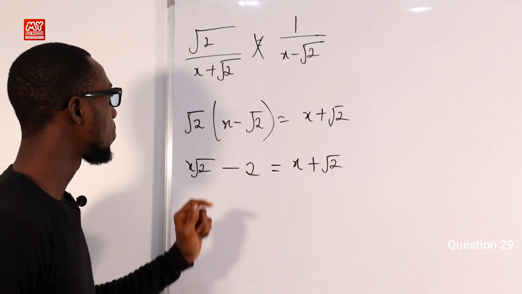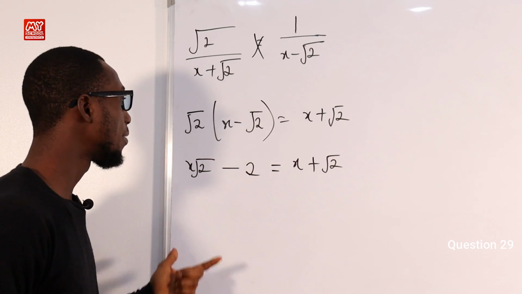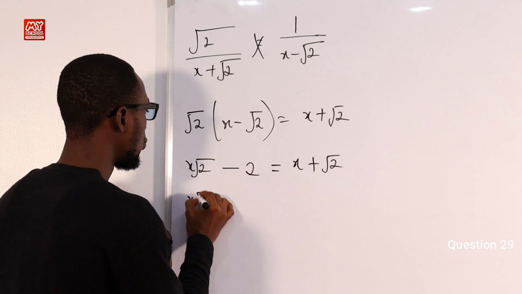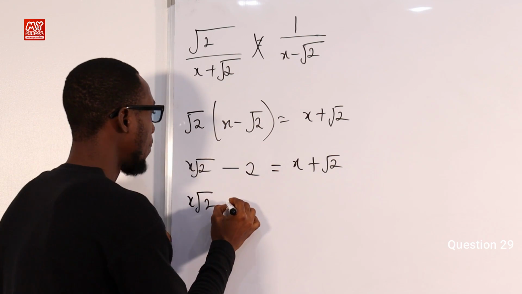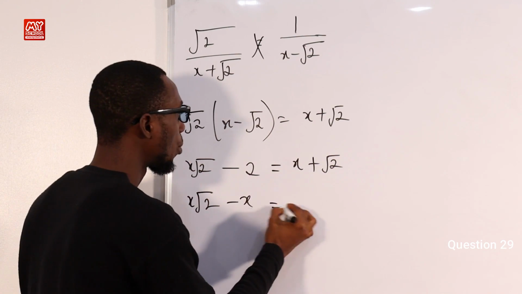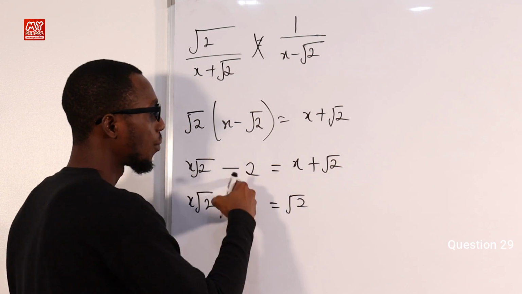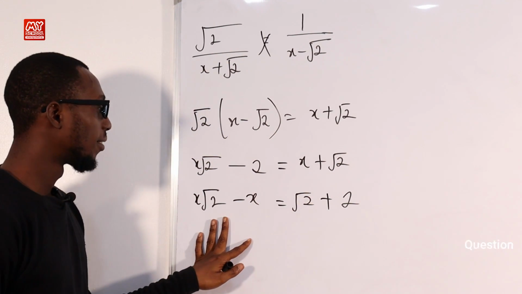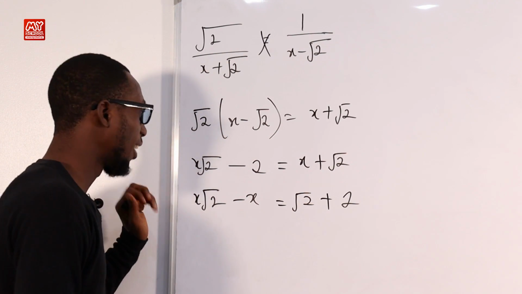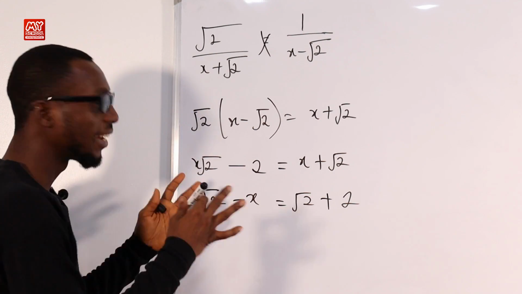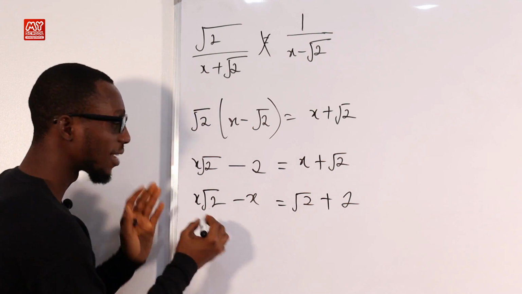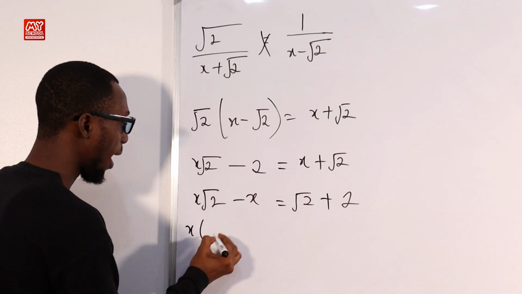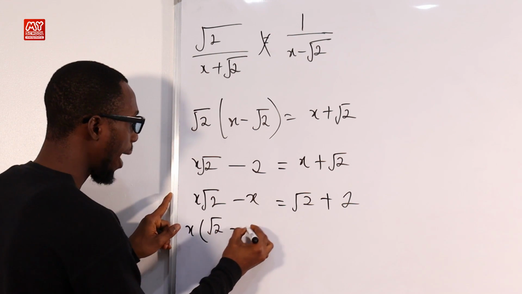So at this point, what can we do next? This is very easy to tackle. So we can have this x root 2 minus x, when this comes in, equals root 2, that's here. When this crosses over, it becomes plus 2. So for this left hand side, we can do something like collecting, making a kind of bracket. We look at the items common here. So we can see x is common, so we have x into bracket root 2 minus 1.